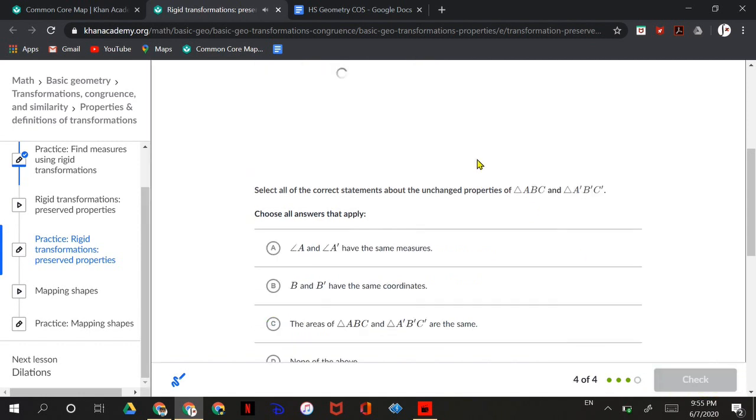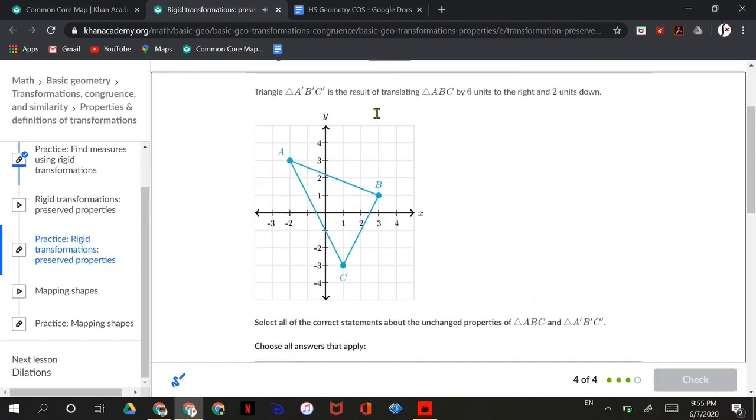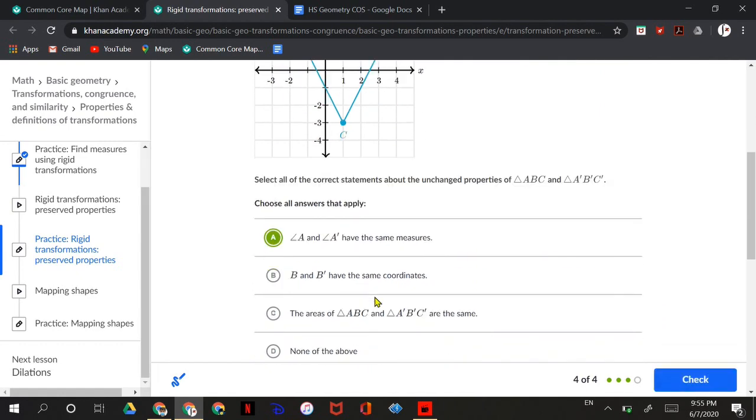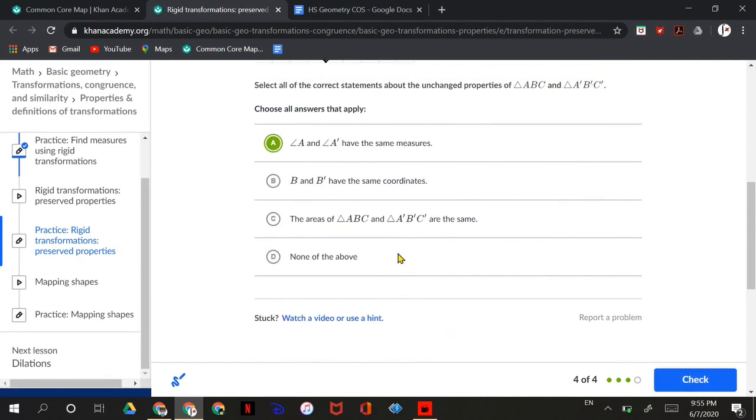Okay, so this new triangle is a result of this triangle translated by 6 units to the right and 2 units down. Okay, so angle A and A, same measures. B and B, same coordinates? No, because it's translated. And the areas, same.